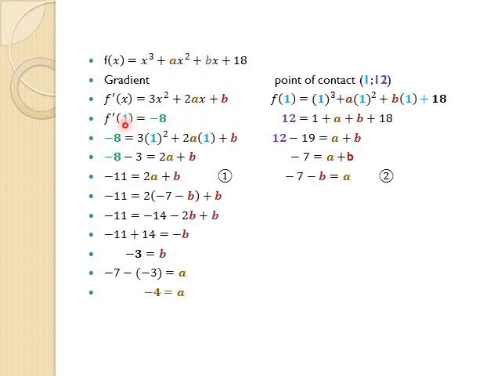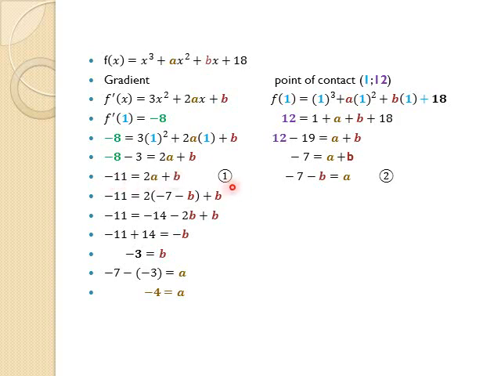So we should know when x is 1, the gradient we got was negative 8. So if I substitute 1 in the place of x, the gradient must equal negative 8. So 3 times 1 squared plus 2a times 1 plus b. 3 times 1 squared is 3. If I take 3 across, it becomes negative 3. 2a plus b is left behind. Minus 8 minus 3 gives me negative 11, which equals 2a plus b.